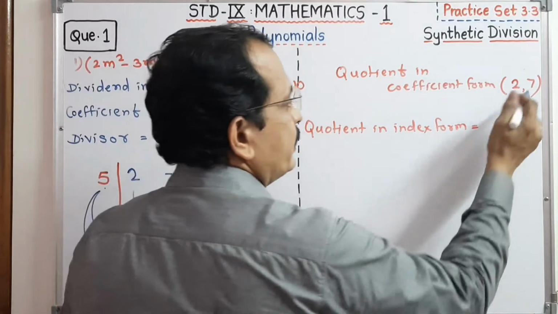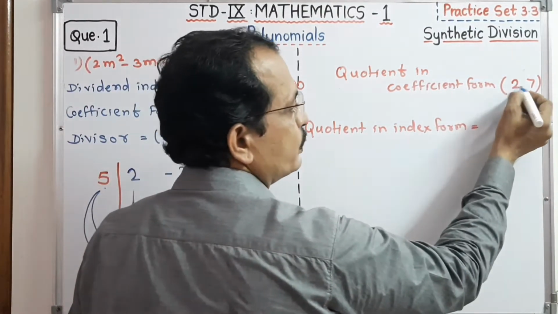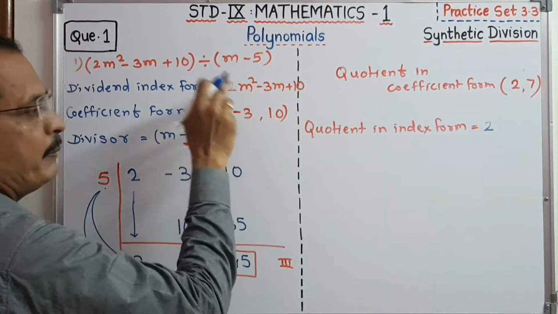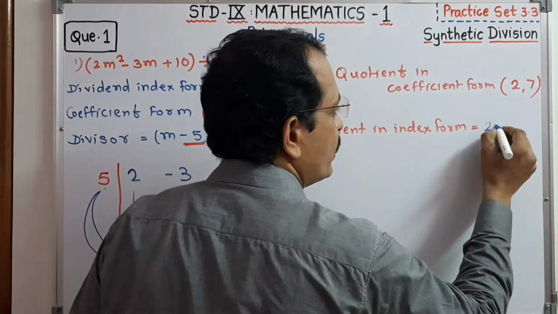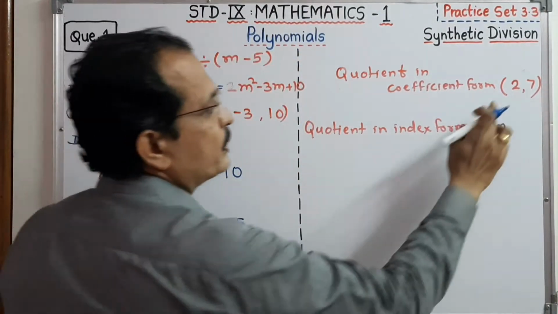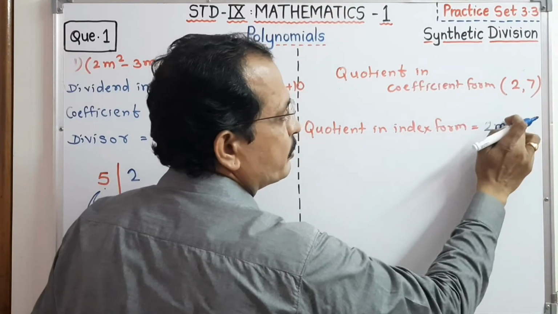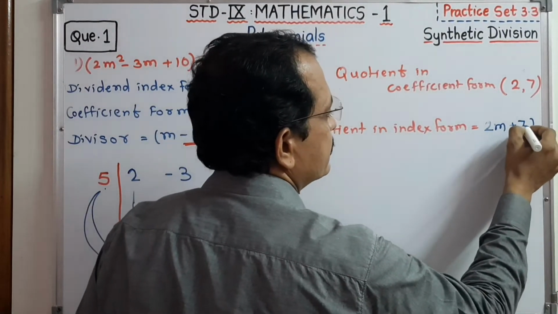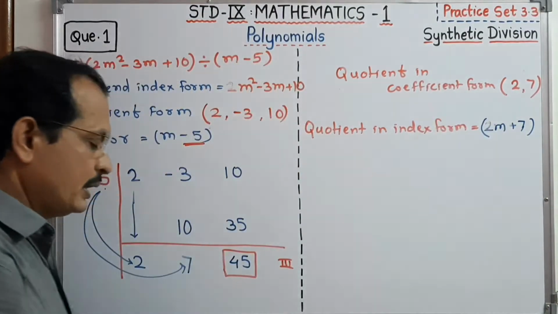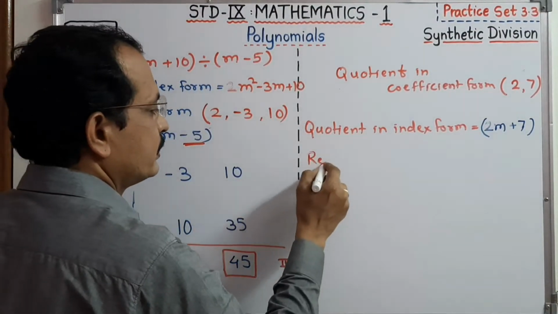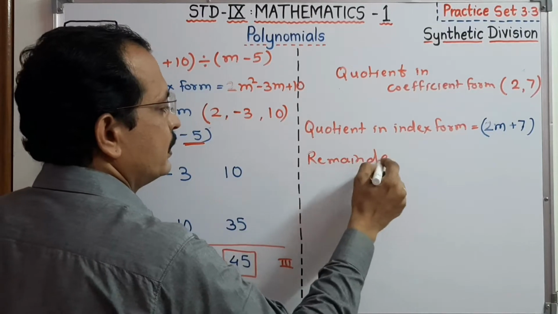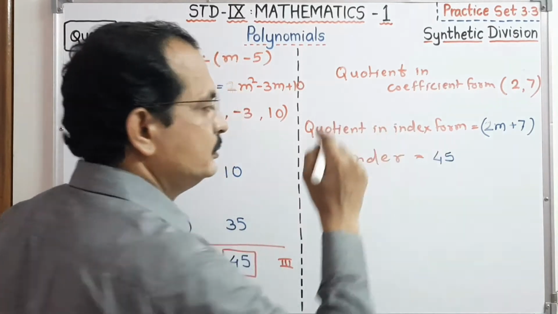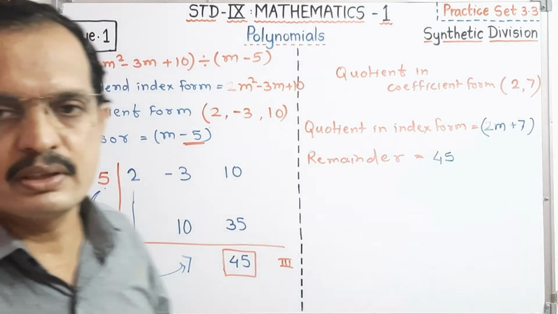Now how to write it in index form? How many terms are there? 2 terms. Therefore we have to write here 2, and the variable used is m. We write here 2m. After this 2, there is 1 term. Therefore the index is 1. And here this plus 7 as it is. This is our quotient, and here we have to write remainder is equal to how much? It is 45.